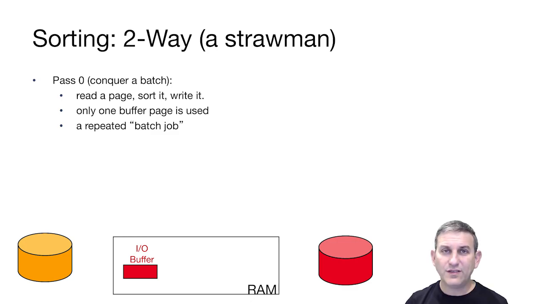So we'll start with sorting as our first algorithm. And we'll begin with a straw man version of the algorithm. We're not going to use this, but it'll allow us to understand where we're going from here with a simple example. So this is called two-way sorting.